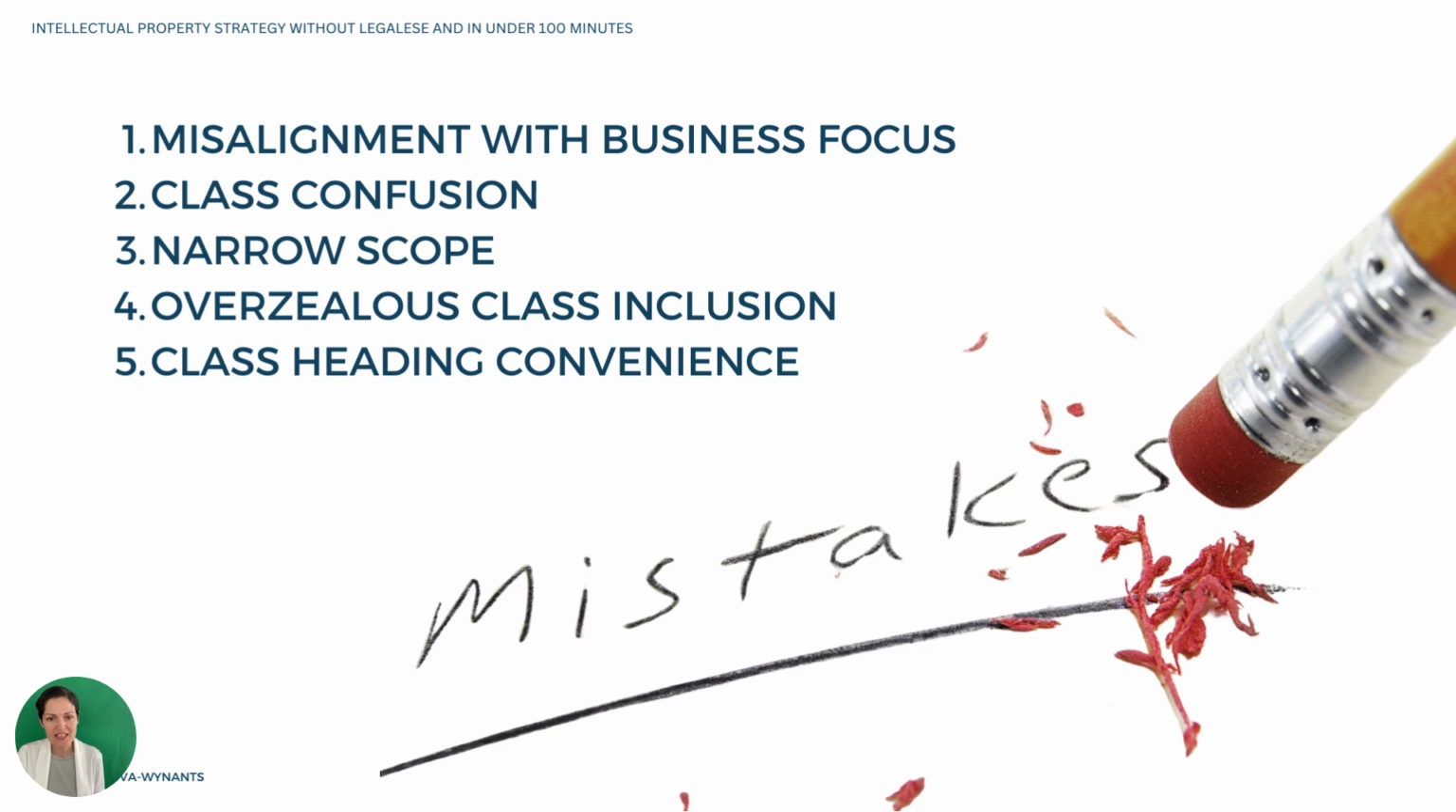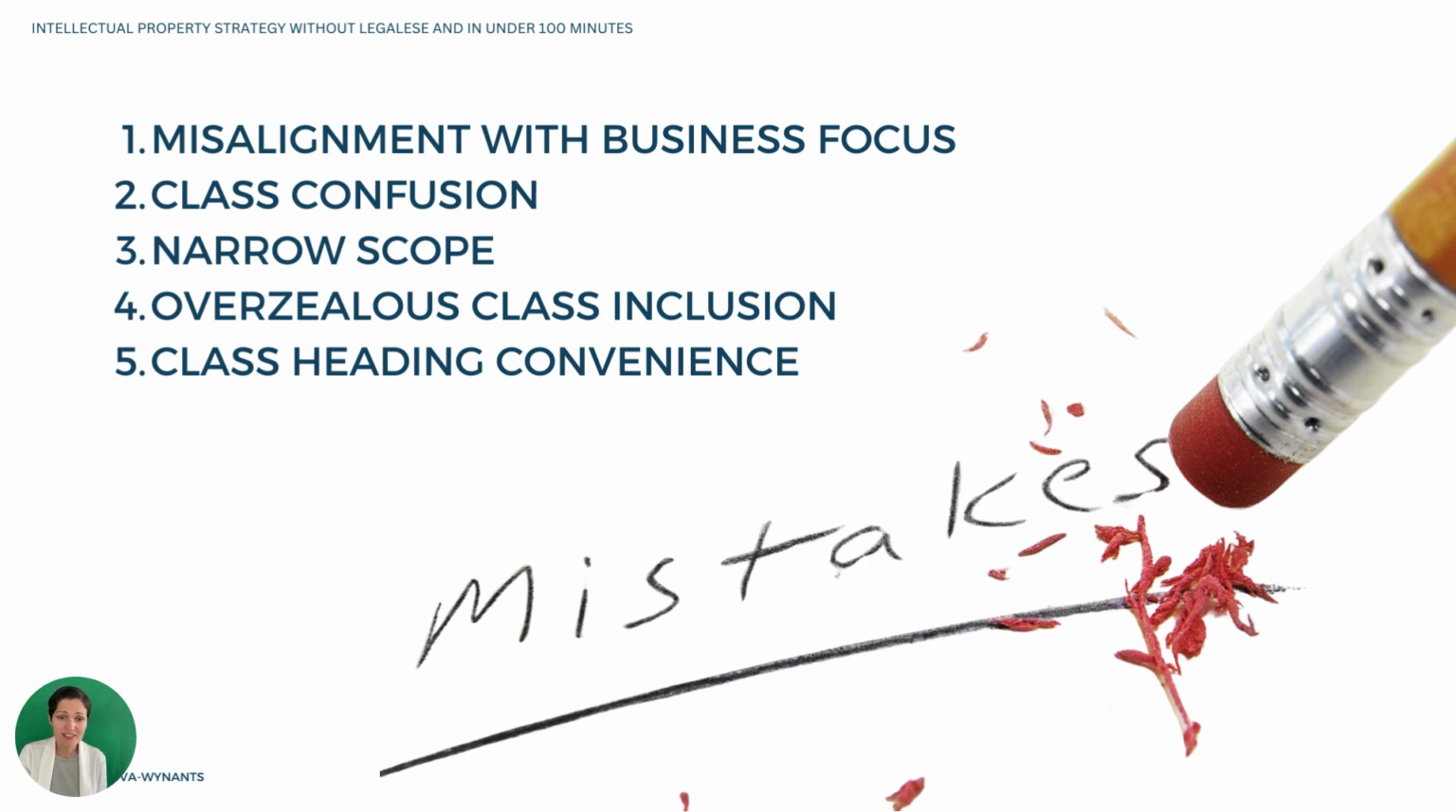Mistake number one: misalignment with business focus. Avoid the temptation to stray from your core offerings. If your business revolves around meal box subscription for cats, keep your focus sharp. Resist the urge to clutter your list with tangential services like webinars or event sponsorship.